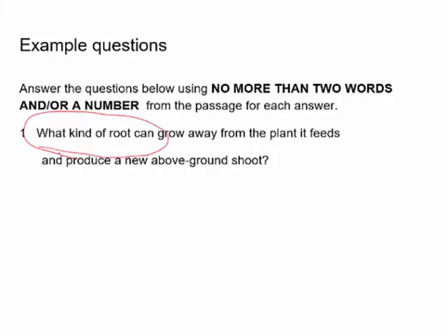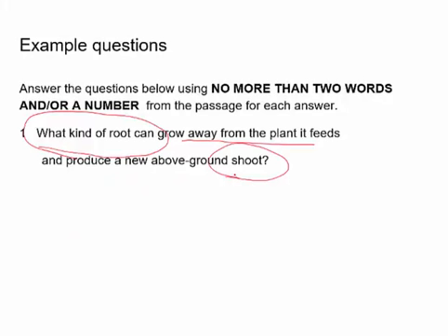Okay, a noun. So we need to look for that. Where is a discussion of a kind of root in the passage? And when we find that, does that kind of root match the characteristics found in the prompt? Well, we're supposed to look for a root that grows away from the plant it feeds. So somehow, even though it's connected to that plant, it starts to grow in a different direction. It starts to extend out from that plant, away from it, perhaps quite a distance. We don't know from the stem here. But once it's away, then it produces a new above ground shoot.